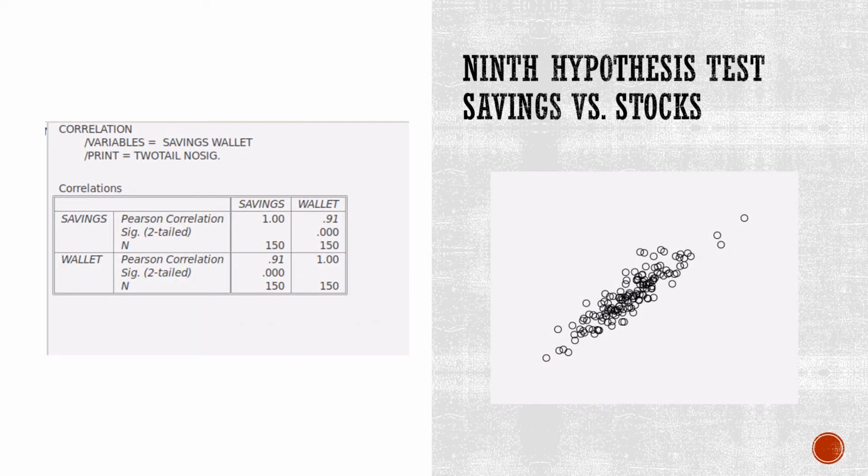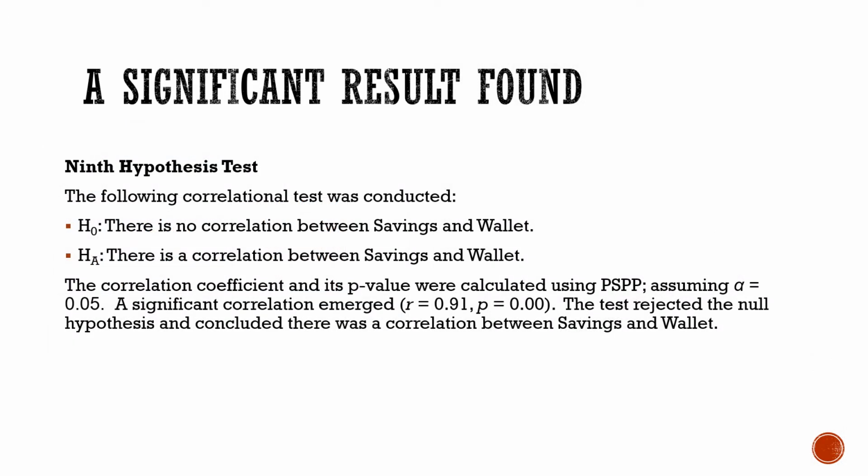The ninth hypothesis test, savings versus wallet. We had a correlation of 0.91 with a tail of 0.000, and the scatter plot to the right shows an upward trend in the correlation. On the next slide, we see a significant result was found with a correlation of 0.91, tail of 0. The test rejected the null hypothesis and concluded there was a correlation between savings and wallet.